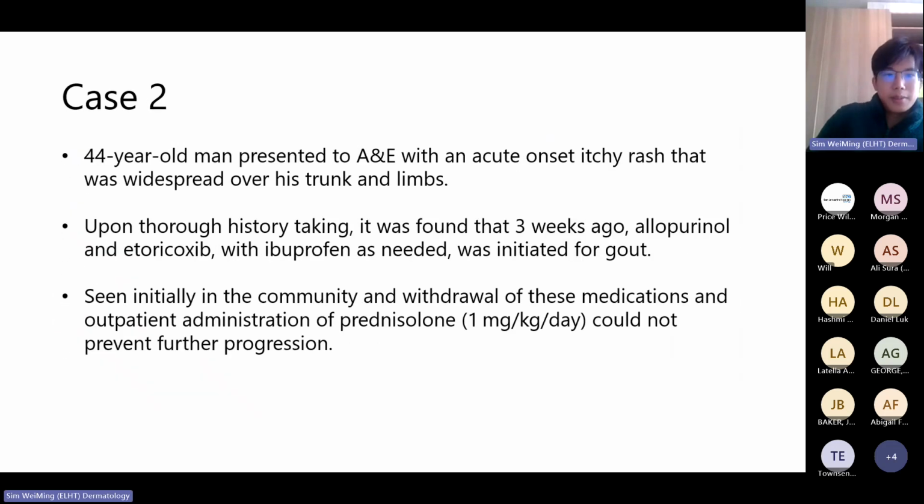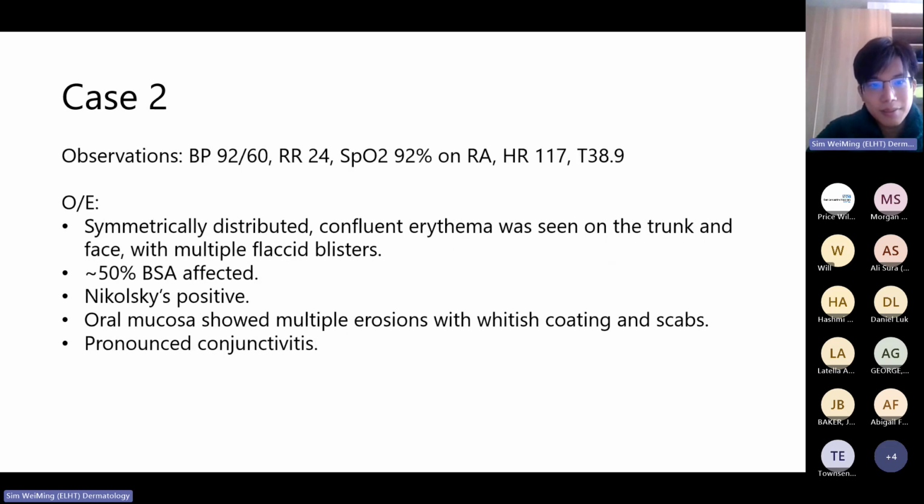So for case two, you've got this 44-year-old man with an acute onset itchy rash that was widespread over his trunk and limbs. Upon thorough history taking, you found that 3 weeks ago, allopurinol or etoricoxib with ibuprofen was given for gout. He was seen initially in the community with a more benign-looking rash. At that point, they thought, well, let's give him some pred to see if it helps, but unfortunately it didn't.